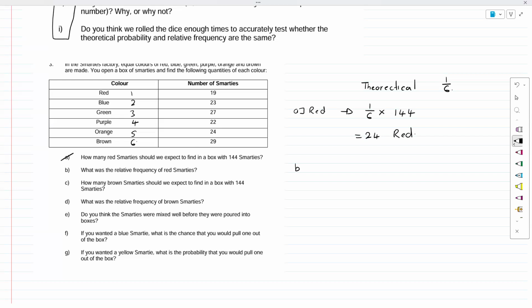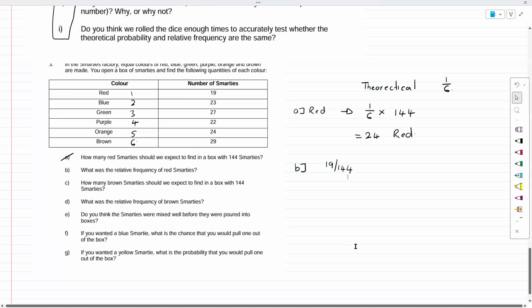What is the relative frequency? Now, this is a bit different because the relative frequency would be 19 out of 144. And this does not match up because we were supposed to find 24, but we only find 19. That's okay as well.